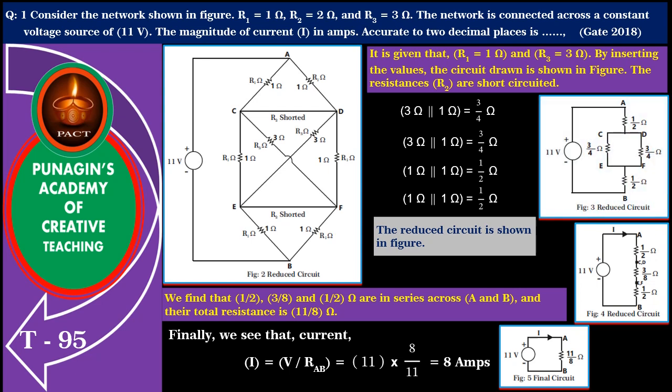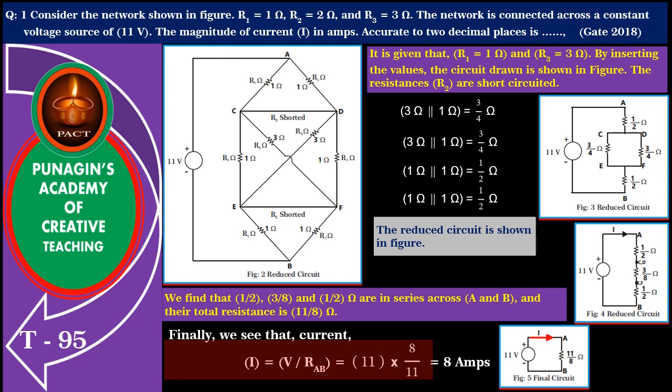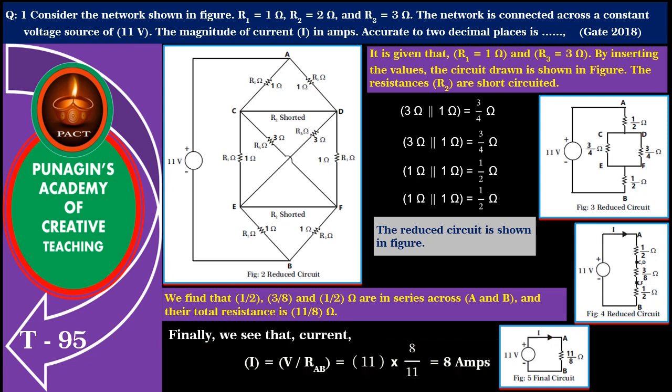We find that 1 by 2, 3 by 8 and 1 by 2 are in series across A and B and their equivalent resistance is 11 by 8 ohm. Finally, we see that current I is equal to 11 volts divided by 11 divided by 8 ohm, or 11 into 8 divided by 11, hence I is equal to 8 amperes. Hope it is clear to you.